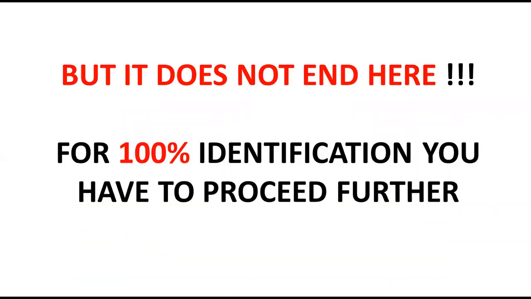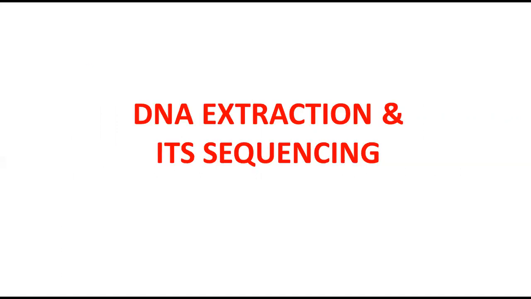But it does not end here. I have told you that if you want 100% identification of the specific species of Pseudomonas, then you have to proceed further. What you will do first is DNA extraction, because this is the final step, and by checking the actual nucleotide sequence of the microorganism, you can easily tell that I am dealing with such a type of microorganism. So, DNA extraction and its sequencing.